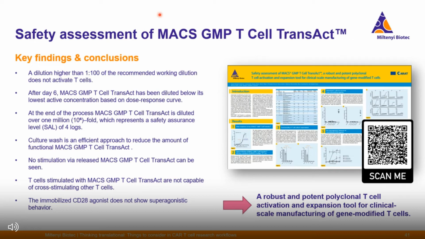Additionally to the data I've shown, I also want to highlight the safety aspect of the MACS GMP T-cell TransAct. Because when using immunomodulatory substances for the manufacturing of cellular products, for example advanced T-cell therapies, a safety assessment of the reagent is essential to identify potential risks associated with its use. With several experiments, we demonstrated the safe use of the MACS GMP T-cell TransAct on the automated CliniMACS Prodigy platform using the previously mentioned TCT application software.